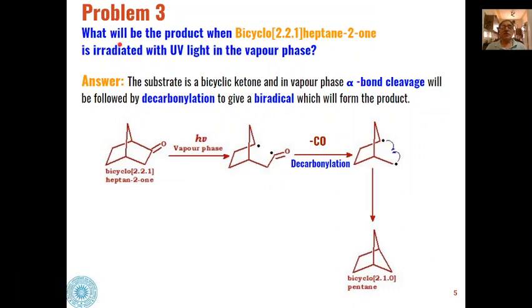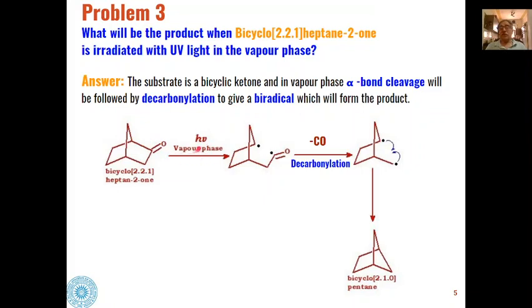Then the third problem is: what will be the product when bicyclo[2.2.1]heptan-2-one is irradiated with UV light in vapor phase? So this condition is very important, that vapor phase photochemical irradiation is to take place. So in this also you must know the structure of this compound. So this is the structure for bicyclo[2.2.1]heptan-2-one, and this again, if you see, is a 6-membered cyclic ketone.